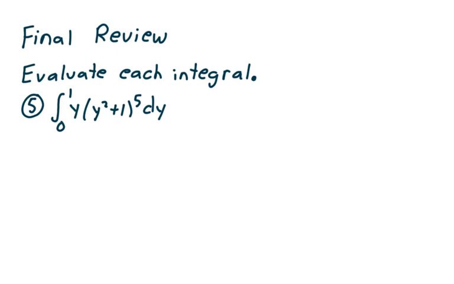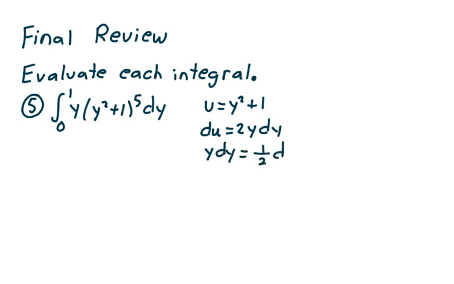So what I'm going to do is let u equal y squared plus 1. du is 2y dy. y dy is 1/2 du. So now, what we need to do is change the limits from y to u limits, right? And I'm going to plug in up here.